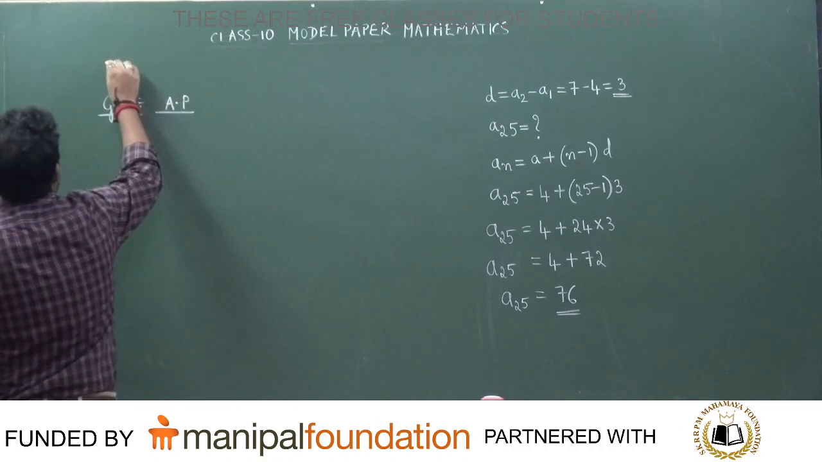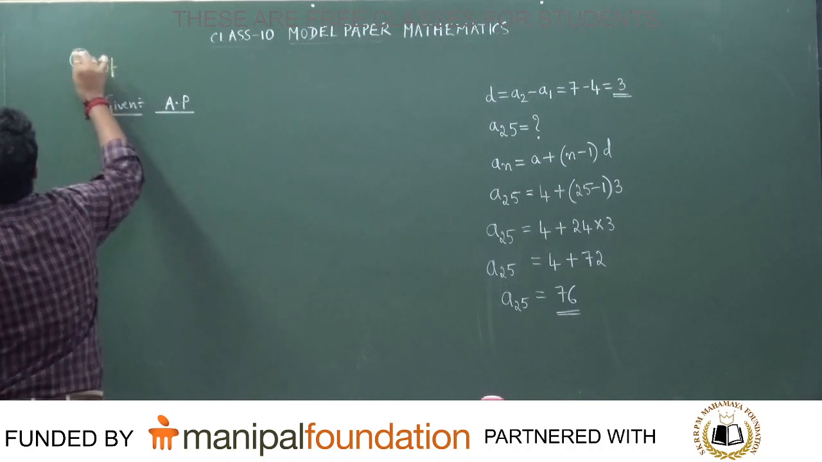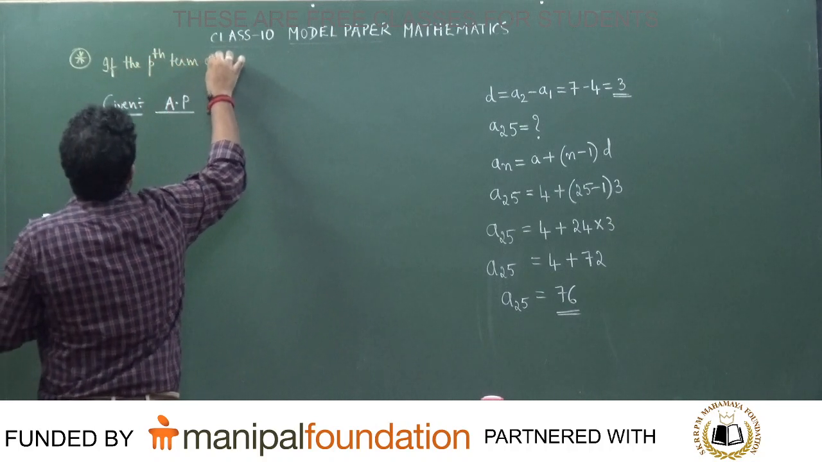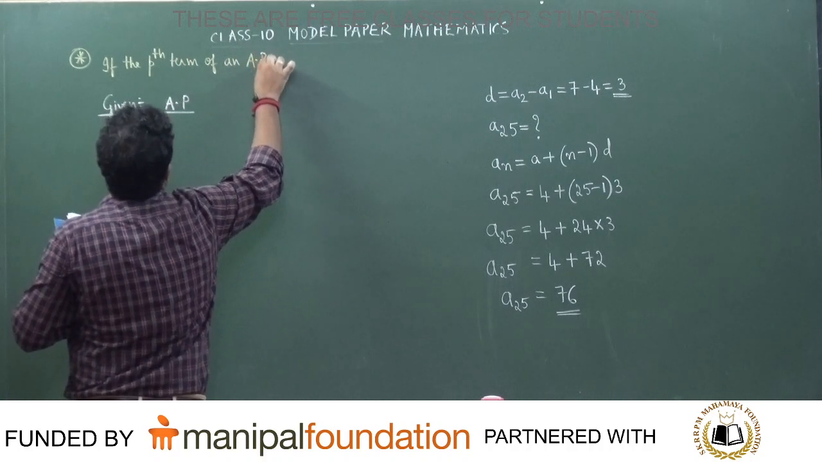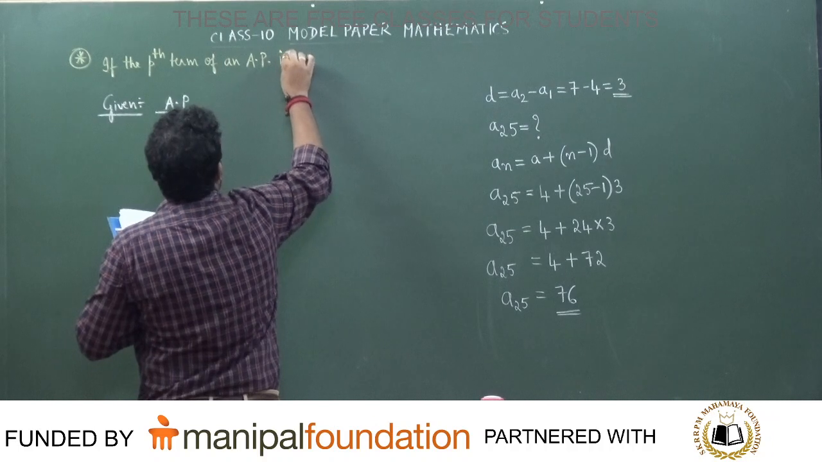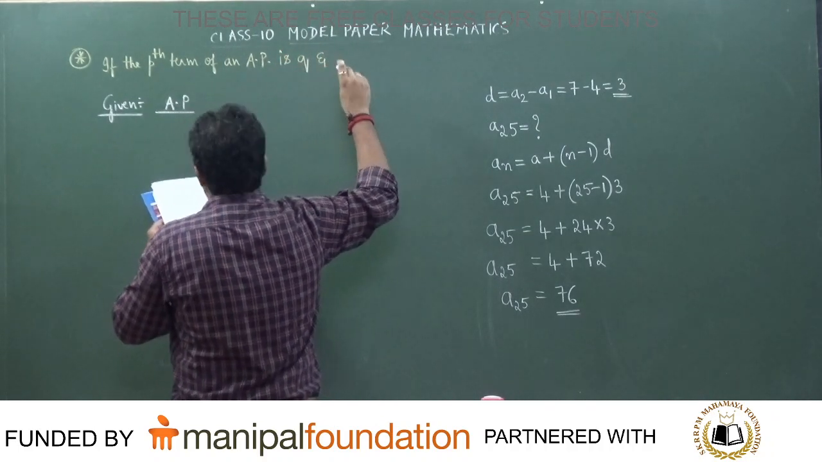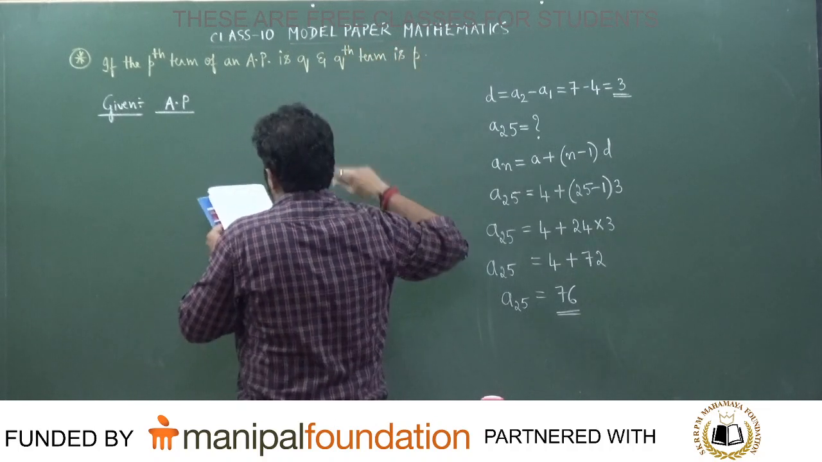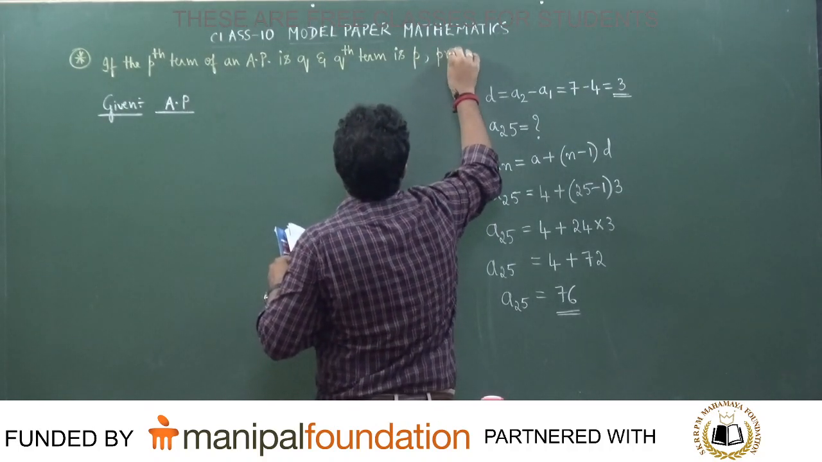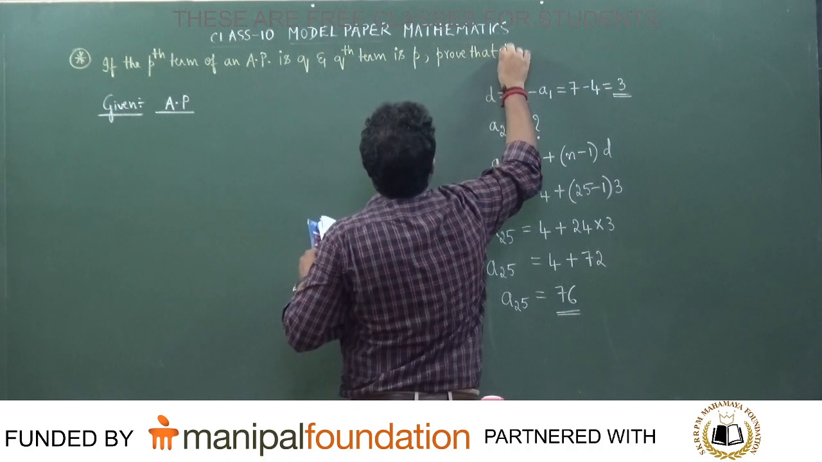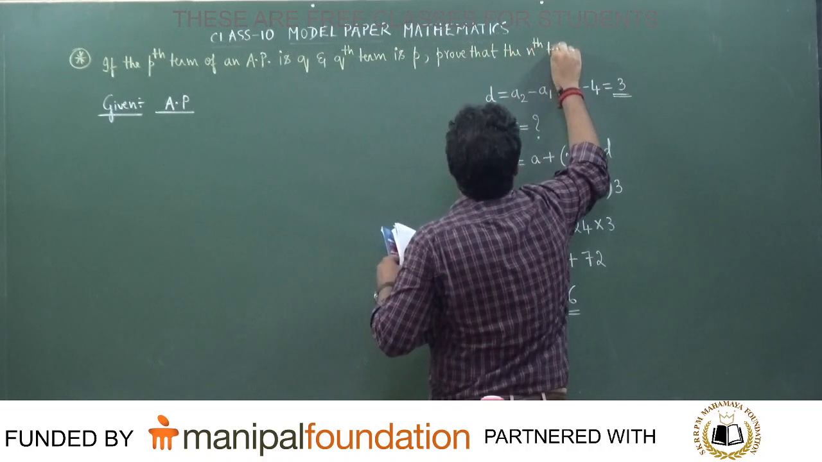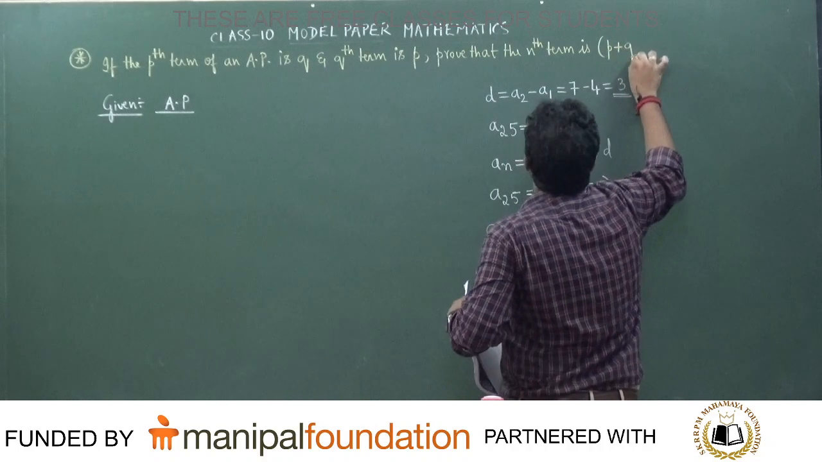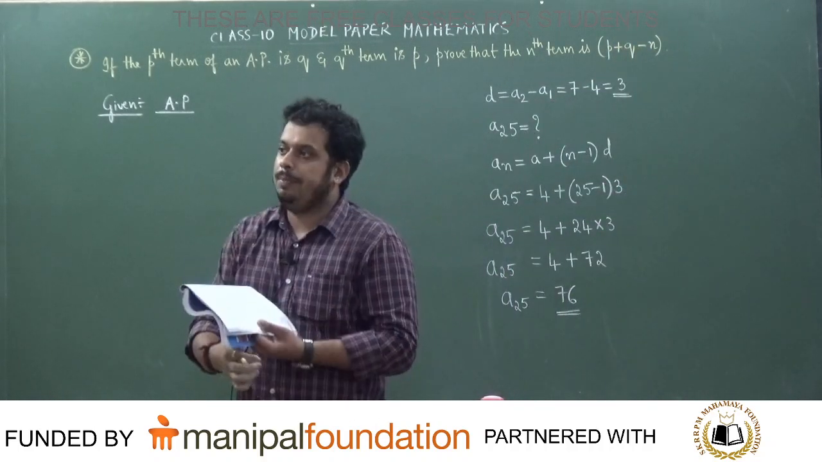Okay, it's given in the problem, this question you mark it as an important 3 mark question. If the pth term of an arithmetic progression is Q and the qth term is P, prove that the nth term is P plus Q minus N. Is it okay? Prove that the nth term is P plus Q minus N.